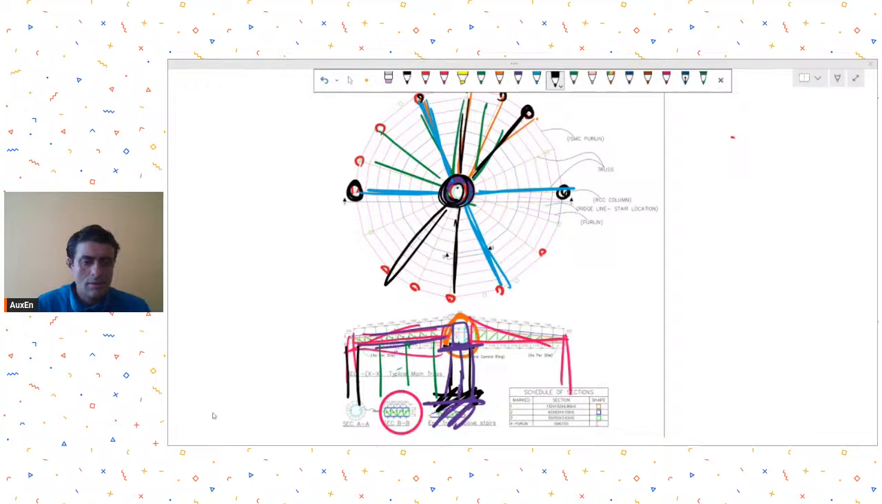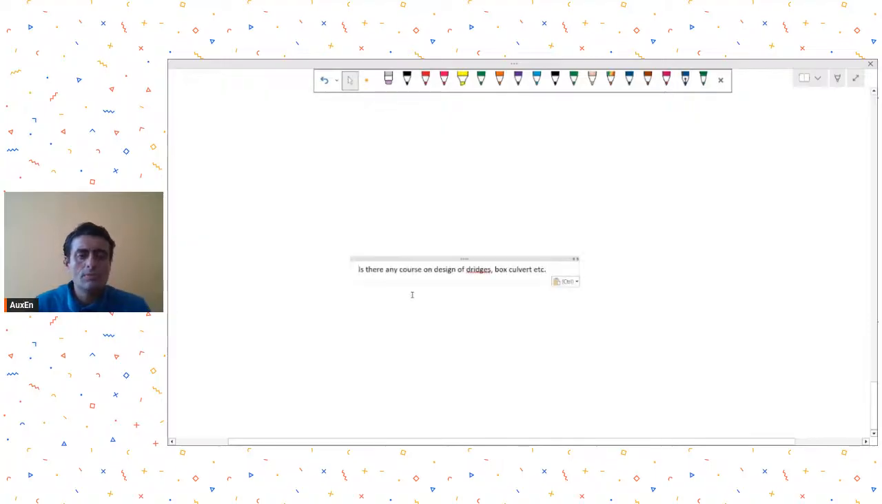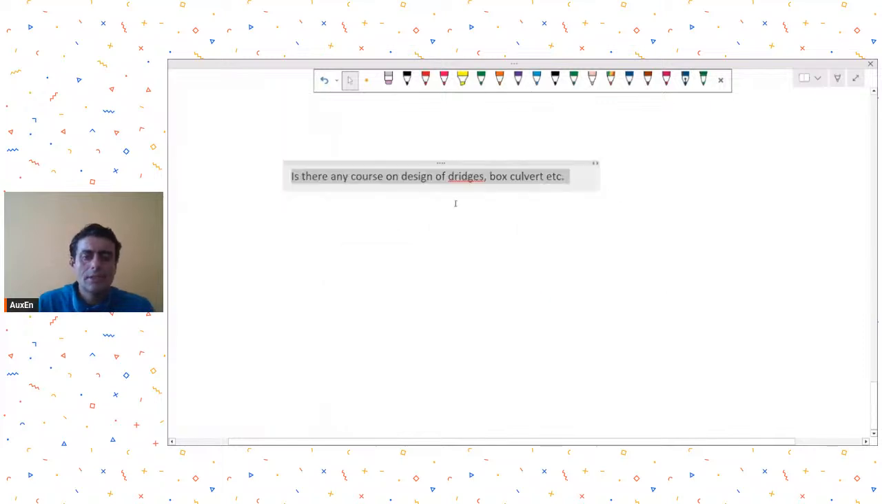Then Mr. Sovan Ghosh from West Bengal, he is a working professional. He's asking, is there any course on bridges, box culverts, etc.? No, we don't have any courses on bridges. Bridges we have, but those bridges are steel pedestrian bridges. So I don't think you are asking about steel pedestrian bridges. You are asking about the RCC bridges. So for RCC bridges, we don't have any courses. Neither do we have courses for box culverts, etc.